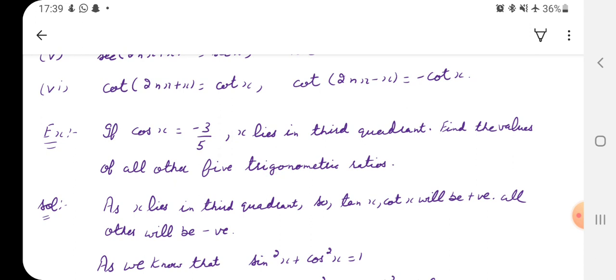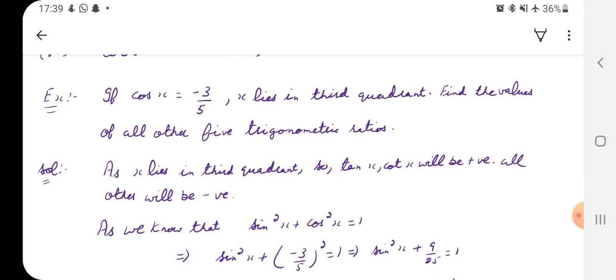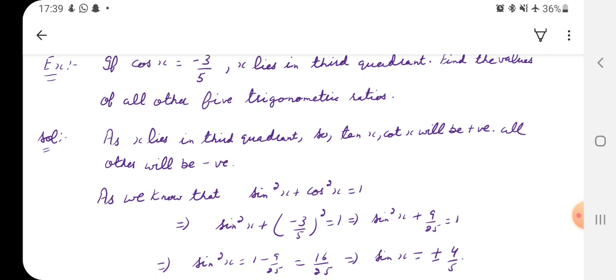Now in the third quadrant, tan and cot are positive, all others are negative. So whether I find the value of sin x or cos x or secant x or cosecant x, they will all be negative, and tan and cot will be positive. Now see how we are going to find the value of all other 5 trigonometric ratios. As x lies in the third quadrant, tan x and cot x will be positive, all others will be negative. And we know one property that says sin square x plus cos square x will be equal to 1.